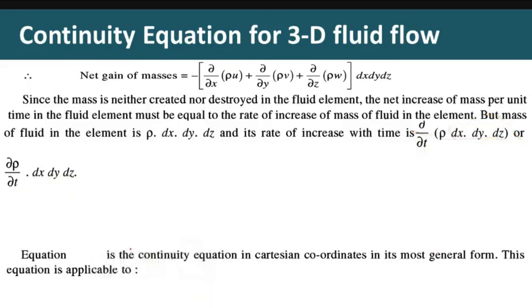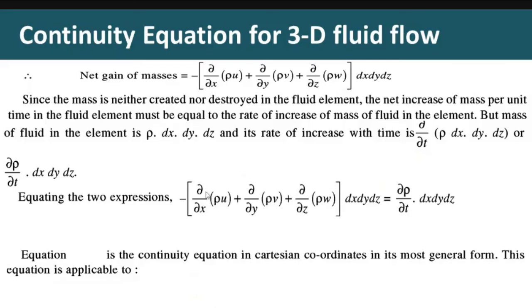Okay, so we will equate this rate of change of mass with respect to time with the net gain of mass along x, y and z direction. Therefore, equating the two expressions we will have minus of ∂/∂x of rho u plus ∂/∂y of rho v plus ∂/∂z of rho w, into dx dy dz, that equals ∂rho/∂t into dx dy dz. So dx dy dz cancels from both sides. Okay, and this negative sign, you take it to the right side.